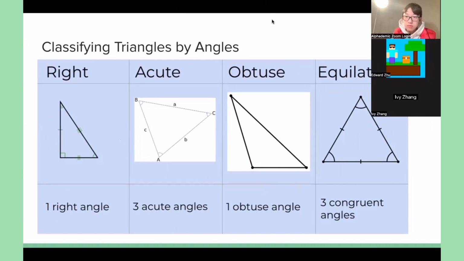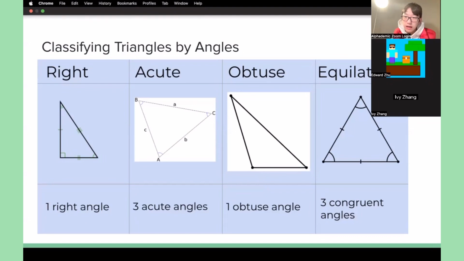And then lastly, we would have the obtuse triangle, which is a triangle that has 1 obtuse angle. And then lastly, we would have the equiangular triangle, which has 3 congruent angles.